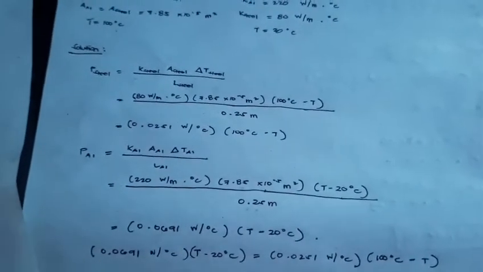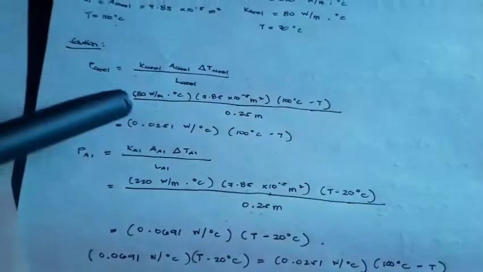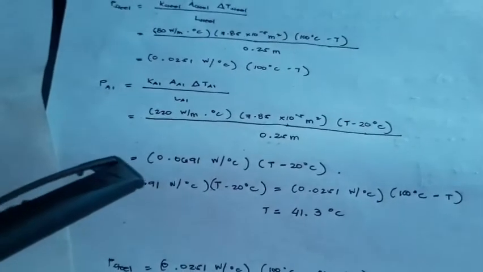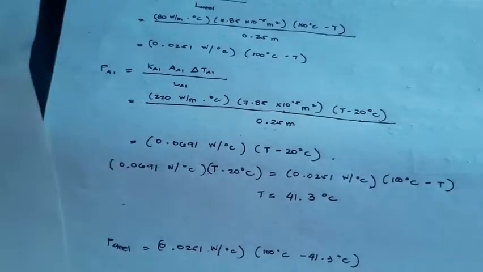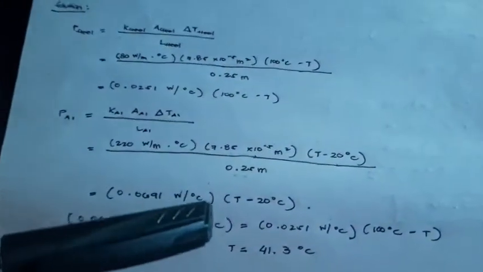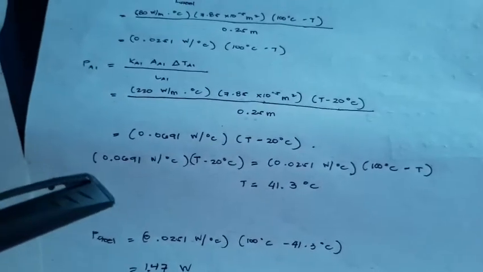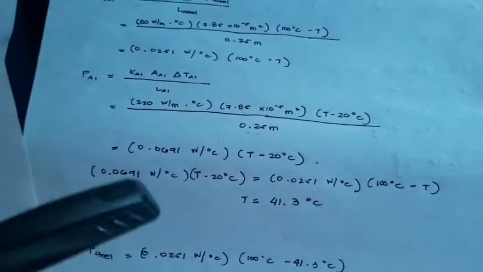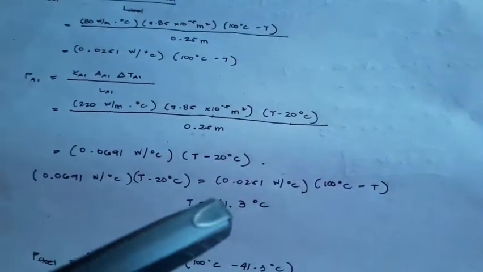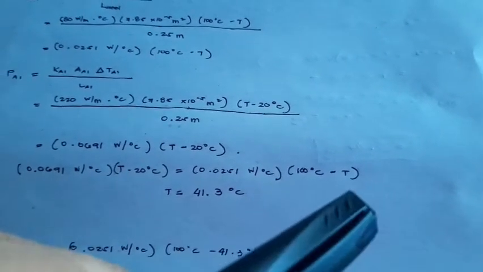Celsius. So this is the cold end, and this is the hot end, which is 100 degrees Celsius. So it is equal to 0.0691 watts over degrees Celsius times T minus 20 degrees Celsius. So 0.0691 watts over degrees Celsius times T minus 20 degrees Celsius is equal to 0.0251 watts over degrees Celsius times 100 degrees Celsius minus T.